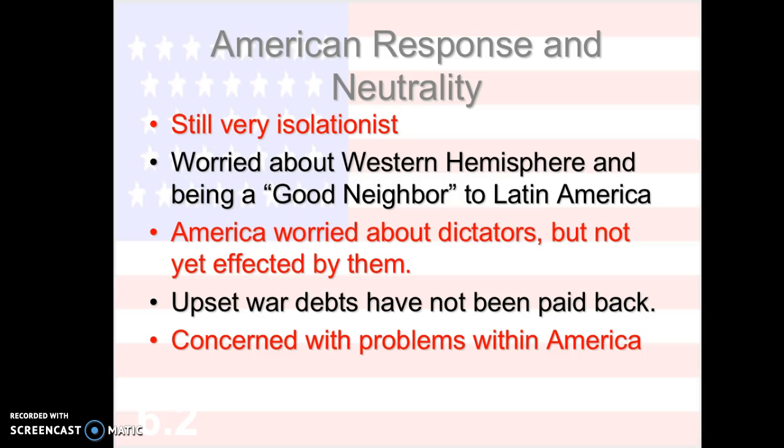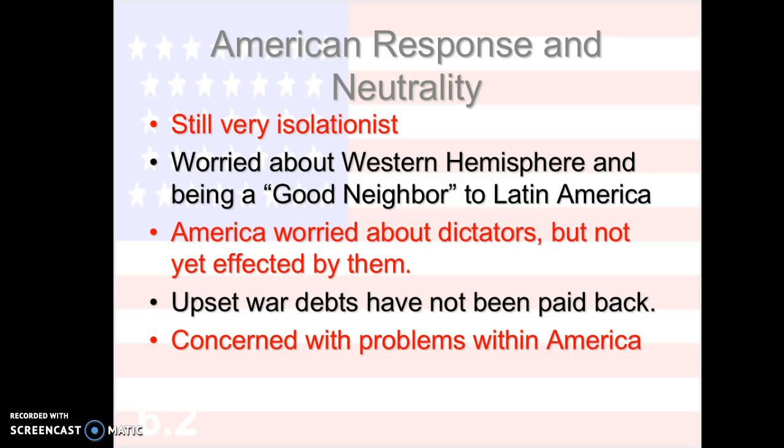So just keep in mind, America's very isolationist still. After World War I, they decided, hey, we're not going to get involved in everybody's messes anymore. The only thing they worried about was the Western Hemisphere and being a good neighbor to Latin America. So it takes it back to the Roosevelt Corollary to the Monroe Doctrine, talking about how America was invested in Latin America and the Western Hemisphere. They're worried about the dictators, but they're not really affected by them yet.